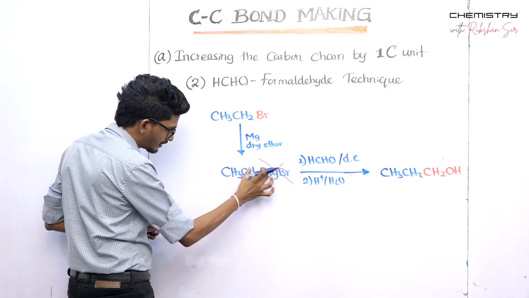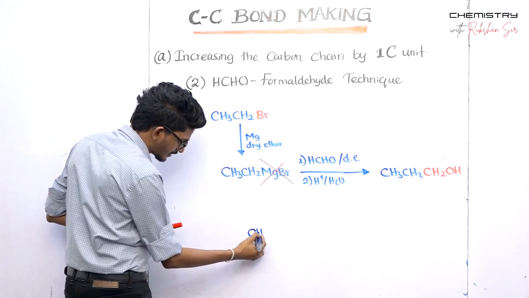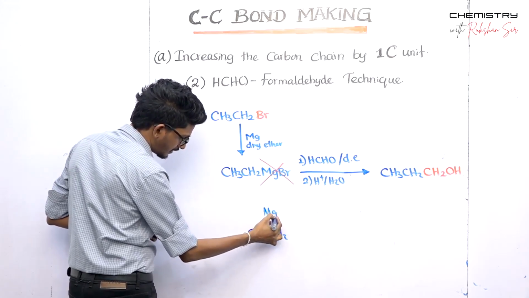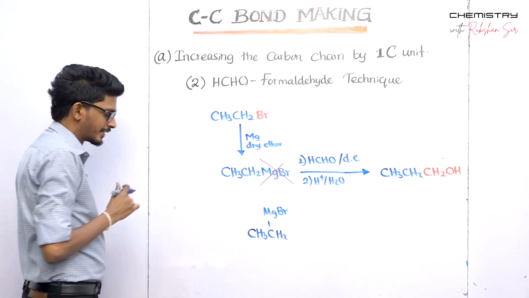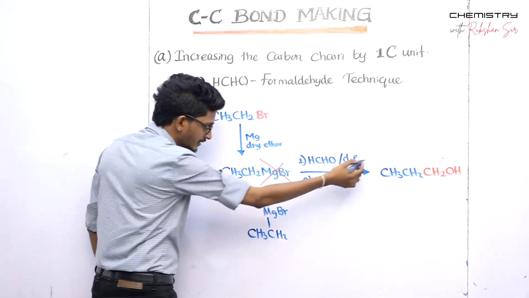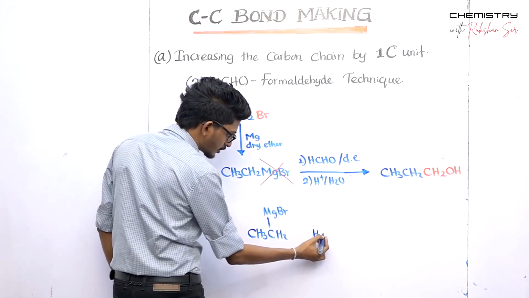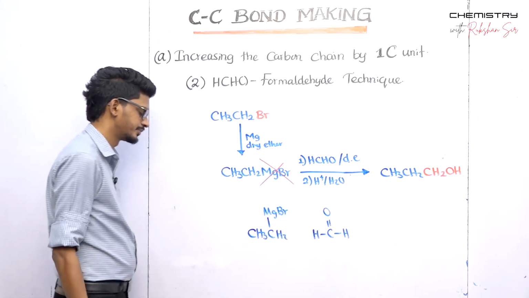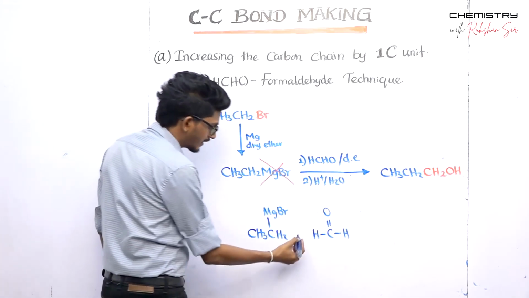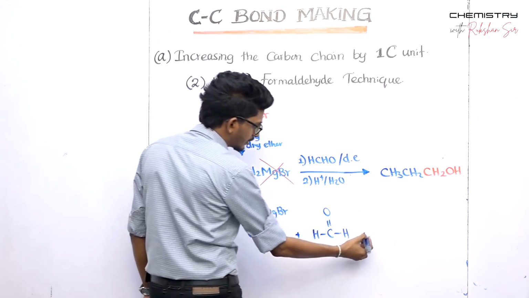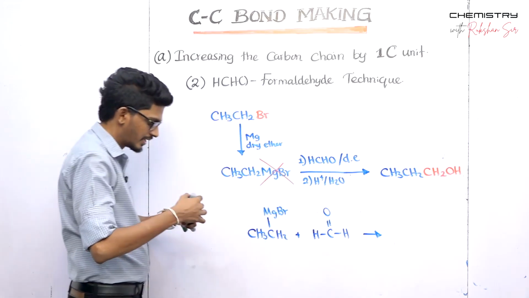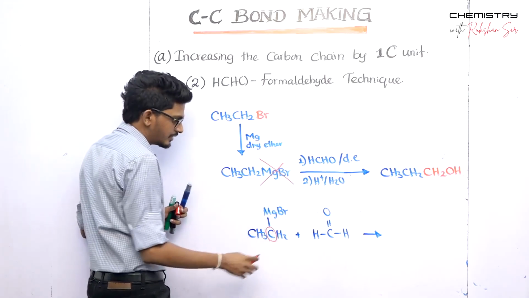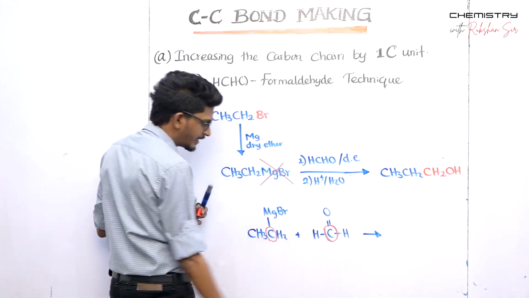So you had CH3CH2MgBr. I'm just giving you a clear idea here. And then you had the HCHO. This is the HCHO. If you connect these two, what will happen? This is your Grignard carbon, and this is your aldehyde carbon. HCHO is a kind of aldehyde. So what will happen?